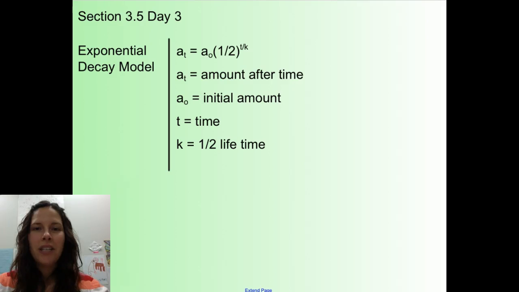So you have A sub t, which is the amount after time, equals A sub 0, which is the initial amount, times 1/2, because we're talking about half-life, to the t over k power. T is how long it's been since the substance started to decay, and K is the half-life of that substance. So let's take a look at how this formula works.